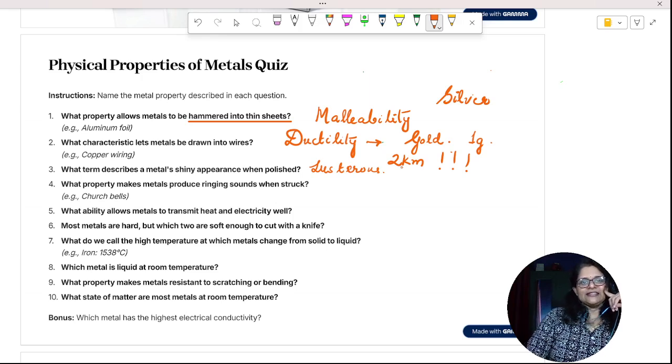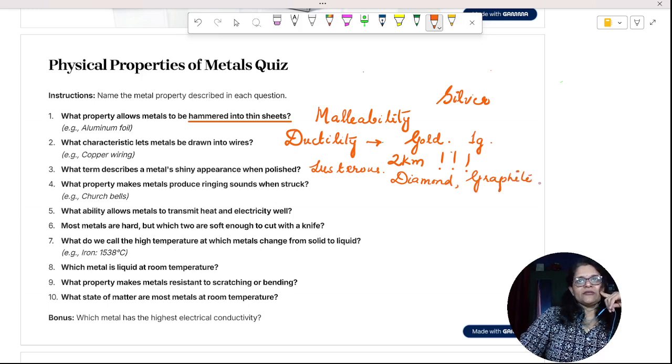Non-metals which are shiny. Obviously, yes, the diamond, which is made of carbon, is shiny. Then graphite also has some kind of shiny appearance, and also iodine.